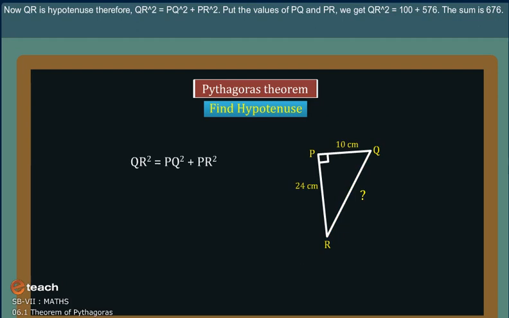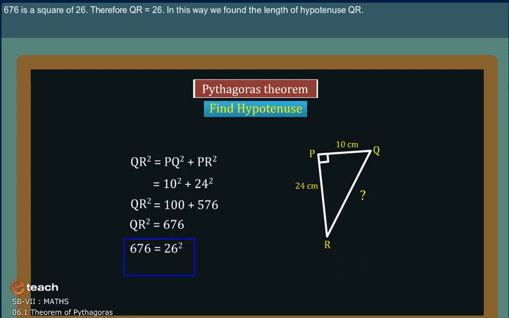Put the values of PQ and PR, we get QR square is equal to 100 plus 576. The sum is 676. 676 is a square of 26. Therefore, QR is equal to 26. In this way, we found the length of the hypotenuse QR.